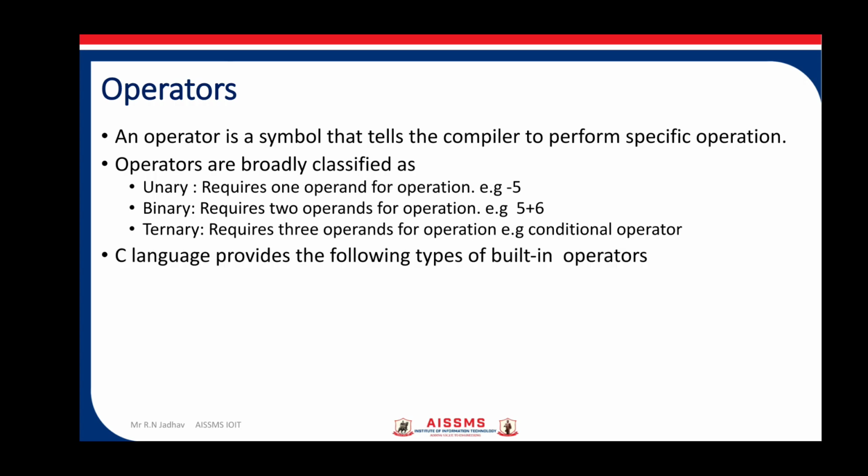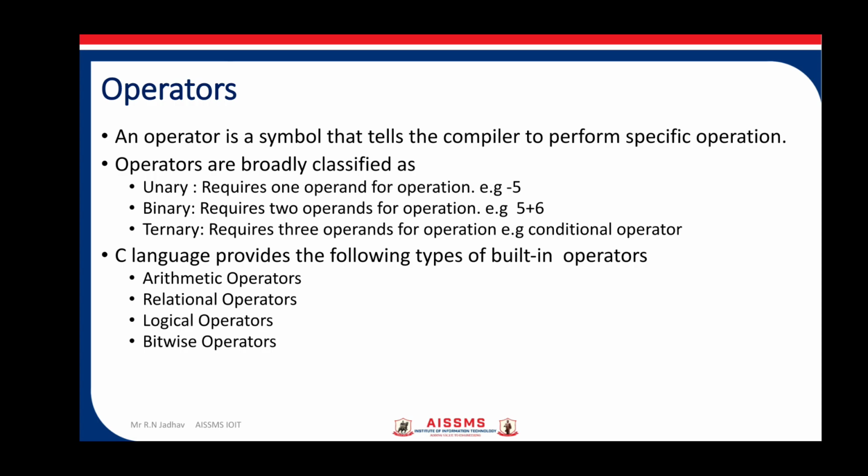for the operation. C language provides the following types of built-in operators: arithmetic operators, relational operators, logical operators, bitwise operators, assignment operators, and some miscellaneous operators. So let us discuss them one by one.